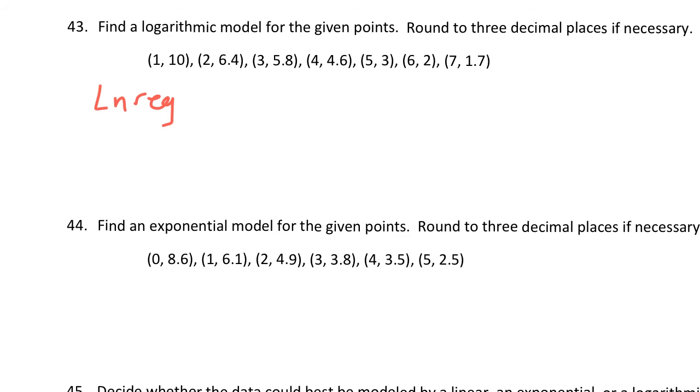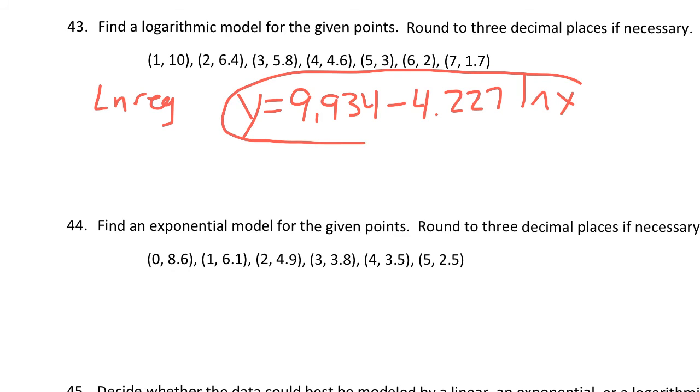Okay, so stat edit, put the data in, X is in list 1, Y is in list 2. Stat calc log regression, which is the natural log regression. And we write, as what the calculator says, Y equals 9.934 plus, actually in this case it's minus 4.227 natural log of X. And that is the line, or I should say the equation, that fits the data the best.